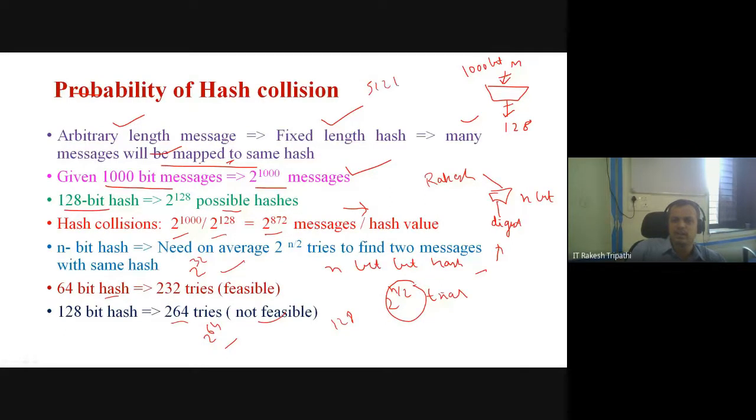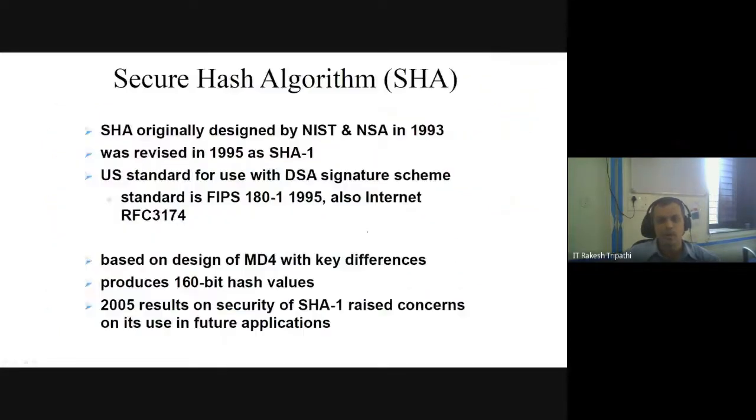512-bit hash means you have to do 2 to the power 256 different tries. It is impossible. What other value will give you? That is why this hash works. Even if theoretically you will see that many messages are going to the same hash value, this hashing works. Okay. So SHA is an example of a hashing algorithm.